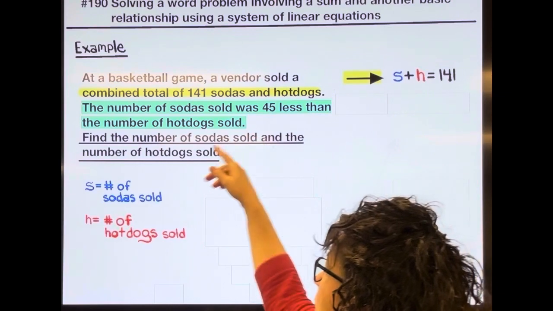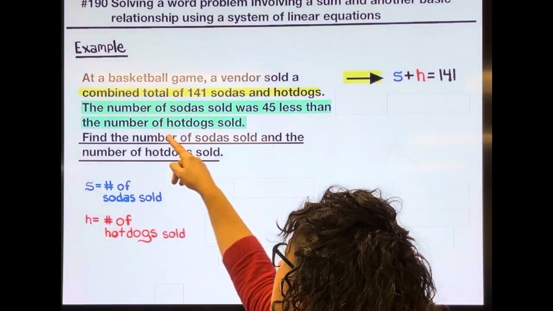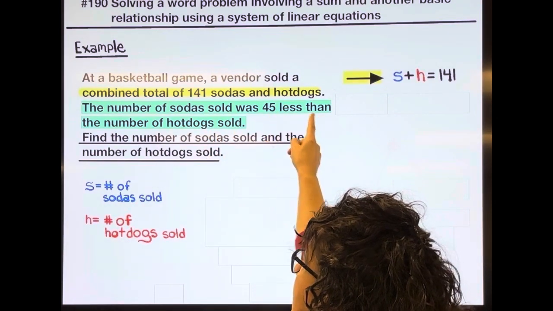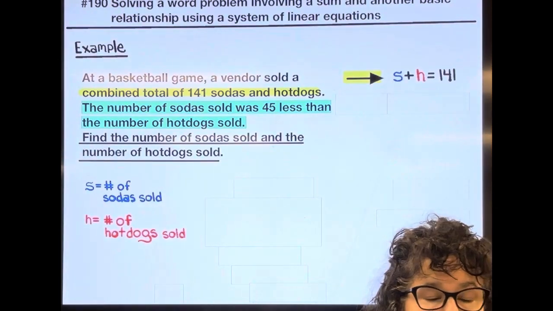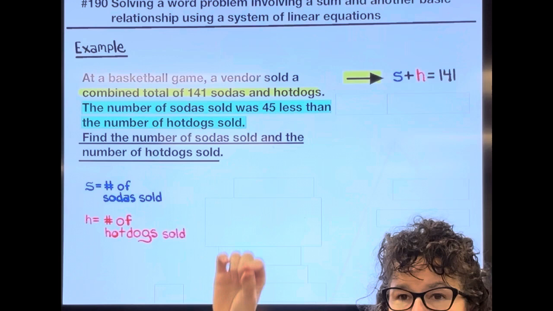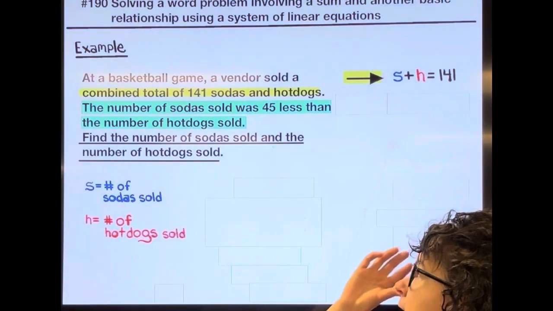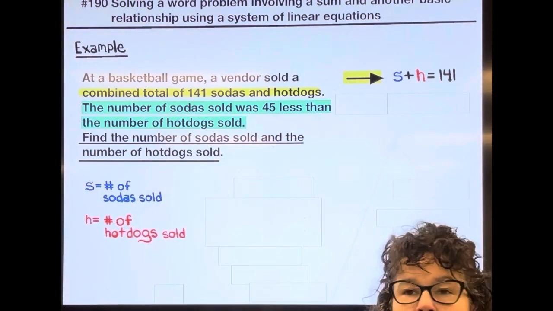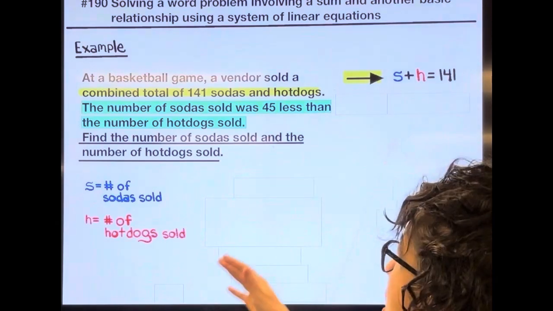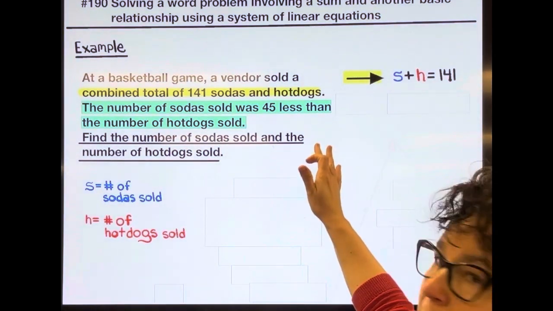Then the next sentence I'm going to use to write an equation is: the number of sodas sold was 45 less than the number of hot dogs. Often we look to translate, like we see a word, we write down a letter, we see another word, we maybe write a minus for less than. But I think sometimes with the less than, it's easier for you to just decide first which one of those is the smaller amount. The number of sodas sold was 45 less than.